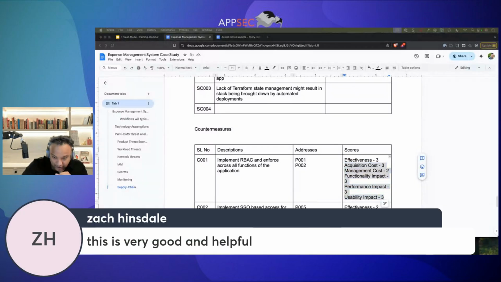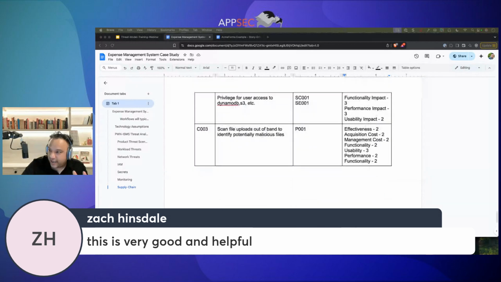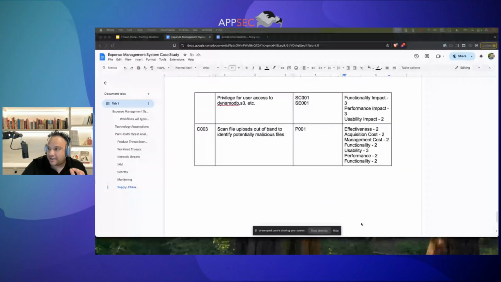You'll see that some controls are very highly effective, but also very high cost. So you will also start to balance out which to work on, which to not work on, and so on.